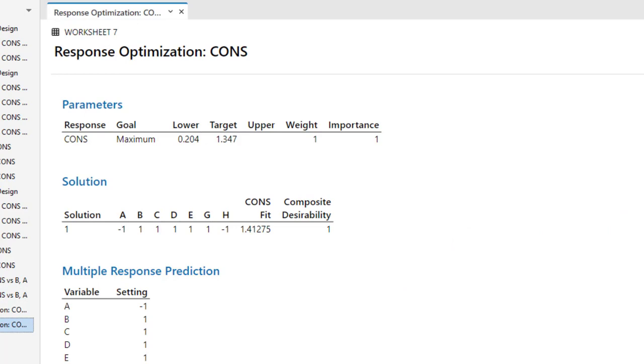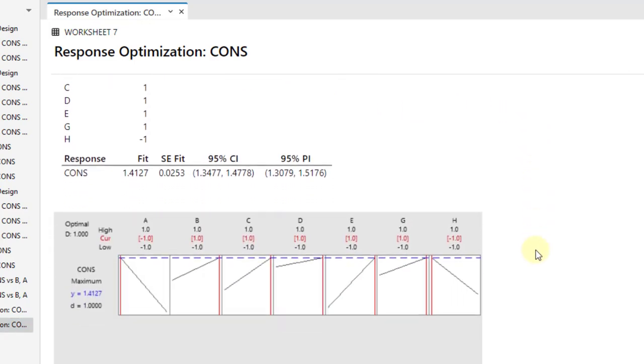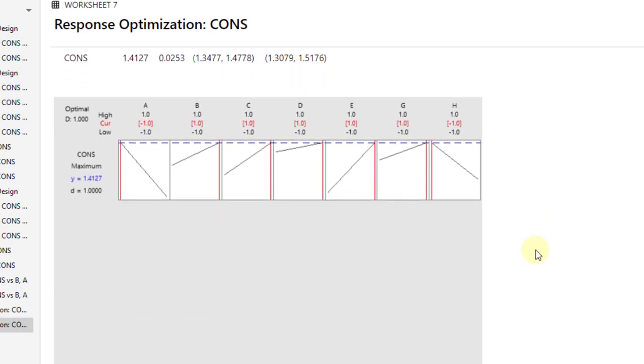So you can see it here. The solution is we have to keep our factor A or parameter A at low level, while B, C, D, E, G at high level, and the parameter H at low level. And we are getting a desirability value of 1. This value, the desirability value, is maximum at 1, and those values that are above 0.85 or 0.9 seem to be quite good.